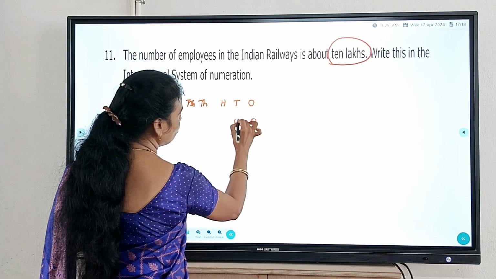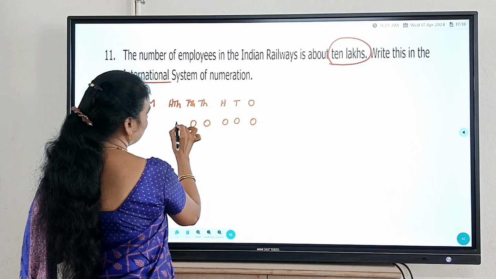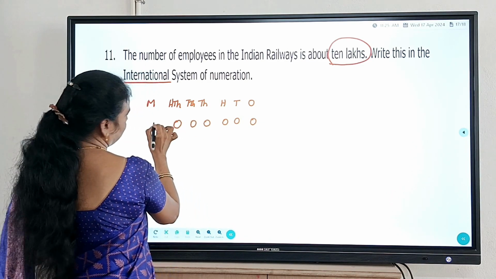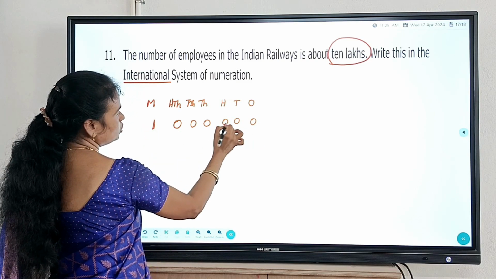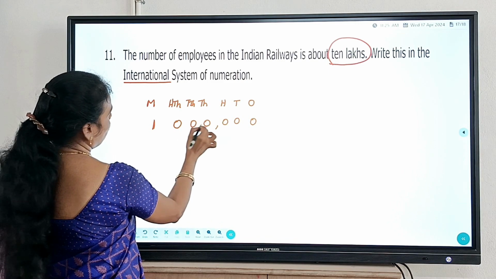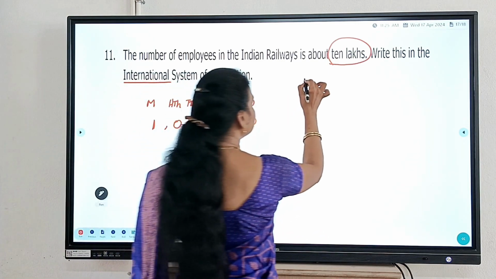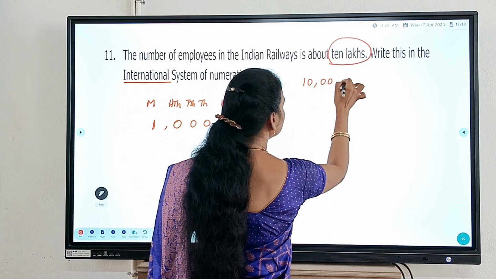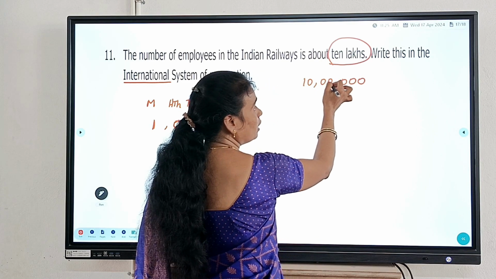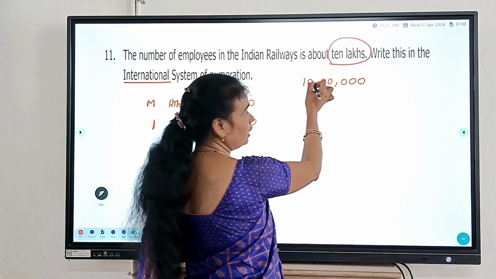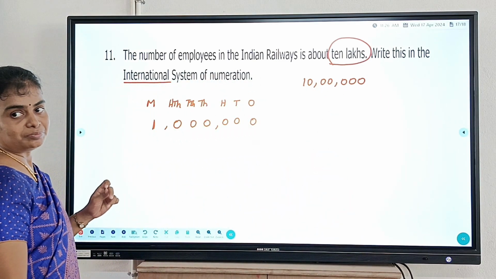So ones, 0, 0, 0, and 0, 0, and 0, 1 year. So 1, 2, 3, 1, 2, 3. Okay, so 10 lakhs in the Indian system will be written in this format: 3 numbers, after that 1 comma, again 2 digits, after that 1 comma, and again you will write 10. So this is 10 lakhs.